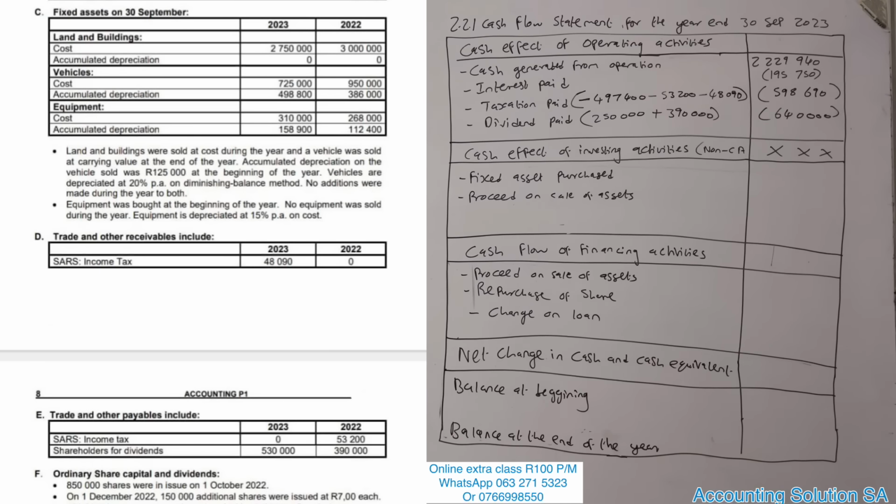Okay, let's take land and building first that was sold. At the beginning of the year, it was 3 million cost price, and at the end, it was 2,750,000. The difference is 250. That 250 is the one that was sold. 250,000. 3 million minus 2,750,000 under land and building number C. You're gonna get this 250.